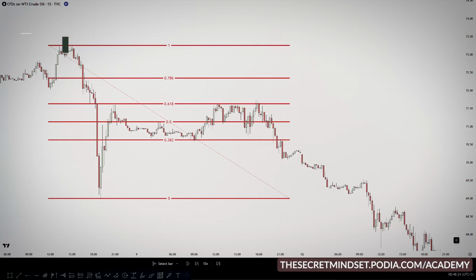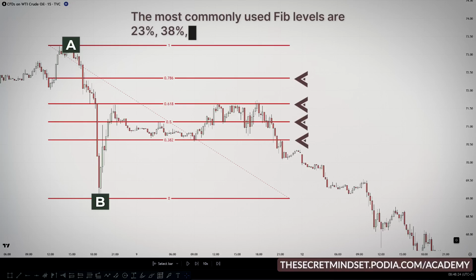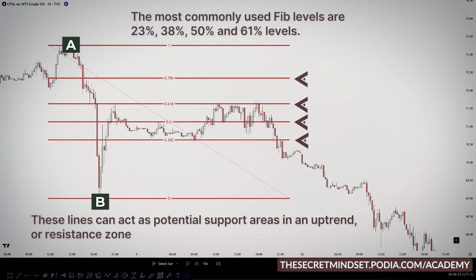Once you've placed your Fib levels, you'll notice several key retracement levels. The most commonly used are 23, 38, 50 and 61% levels. These lines can act as potential support areas in an uptrend or resistance zones in a downtrend. Many traders focus primarily on the 61% retracement level, as it's often considered the golden ratio, but I wouldn't discount the power of other levels.